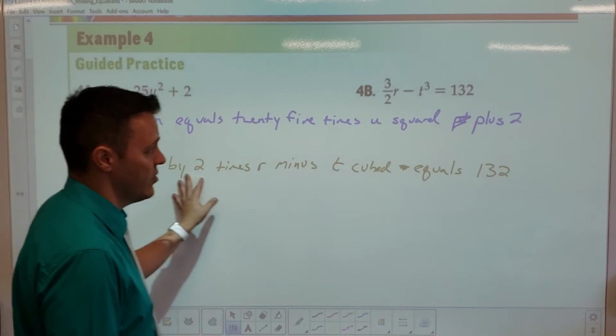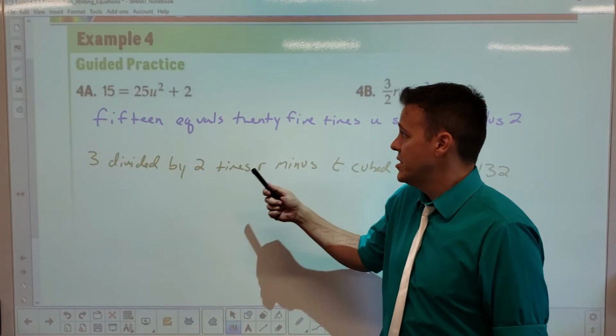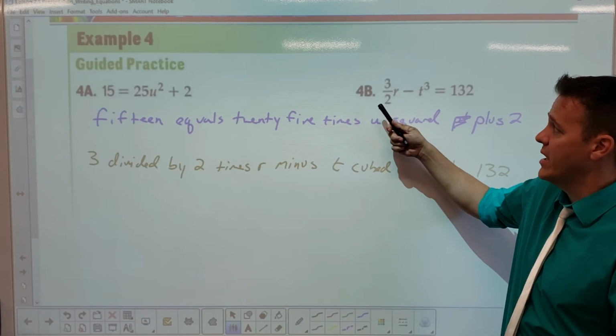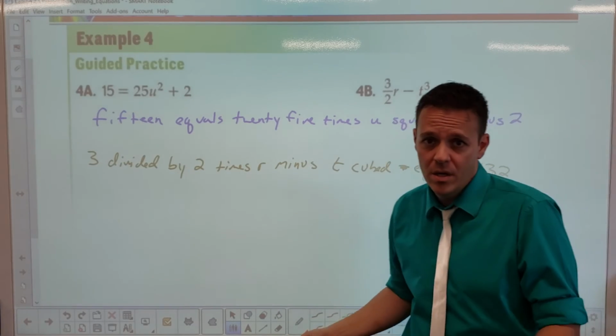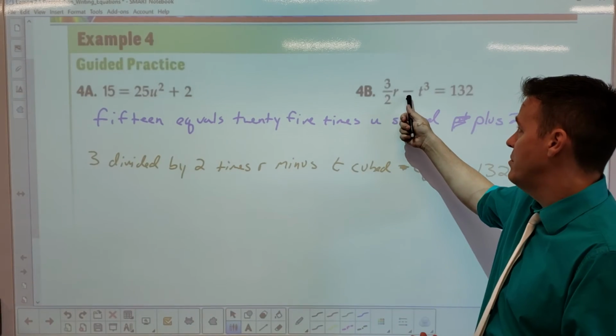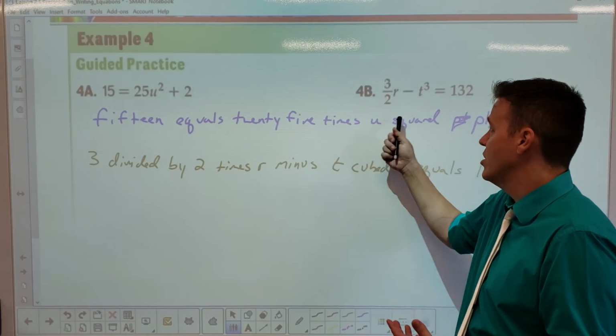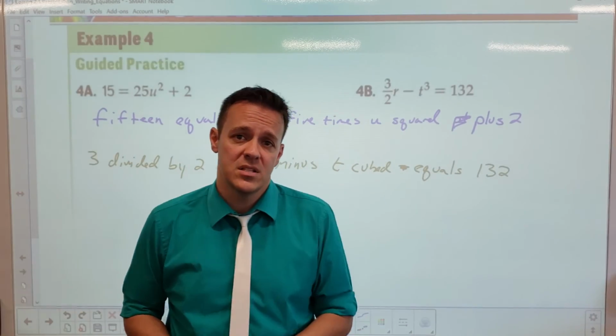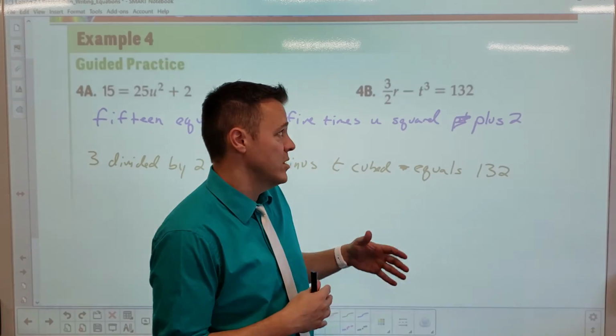Are there multiple ways of writing this? Sure. I could put the product of 3 over 2, or I could put the product of 3 divided by 2 and r, okay? And then you would put minus t cubed, or you could go t to the power of 3. Multiple ways of writing it. Just make sure you guys understand how and what you are doing when you do it.